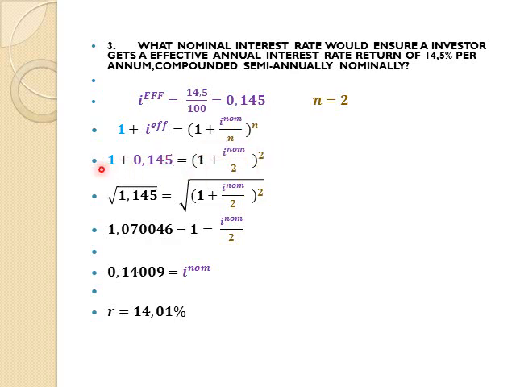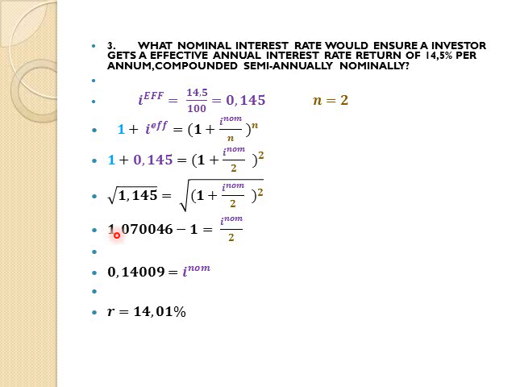Get rid of that, we're going to say square root of both sides. So 1 plus 0.145 gives me 1.145. Square root of that, the 2 and square root cancel. The square root gives me 1.070046. Then I'm left with 1 plus i nominal over 2. Take 1 over, becomes negative 1.